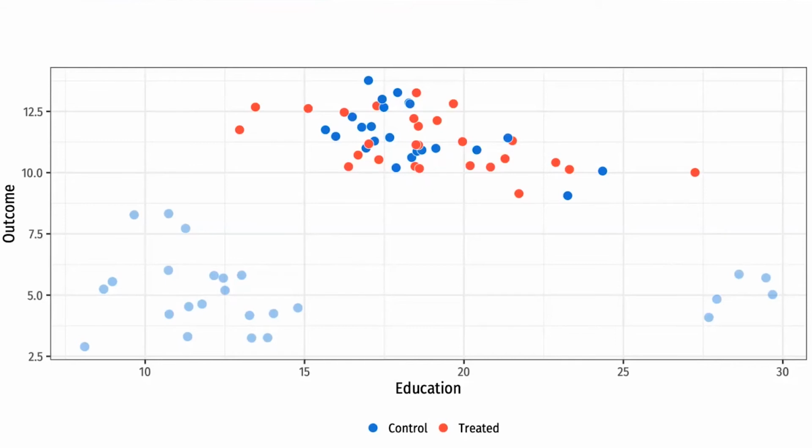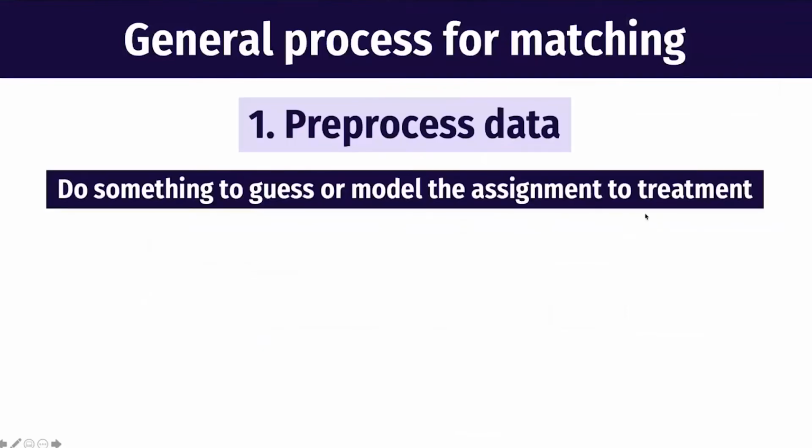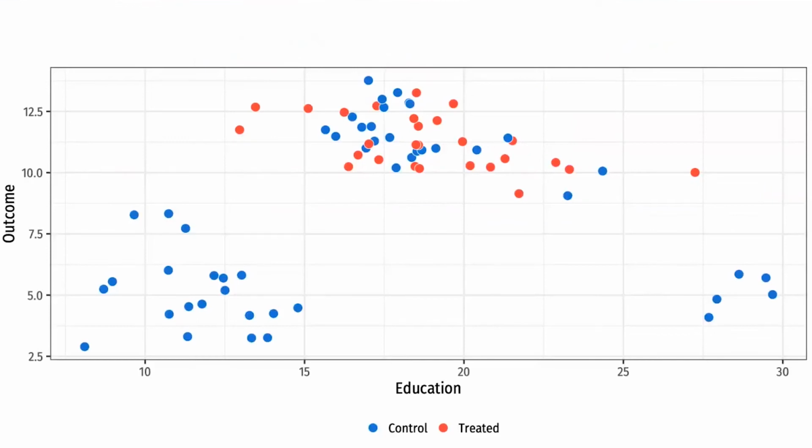So the general process for matching is a two-step process. First you have to pre-process the data, which just means you do something to guess how people got the treatment. So if we go back to our picture here, not knowing anything about this fake program I invented, you can guess that this treatment was given to people with a college education. It was not given to people with high school education. It was not given to people with like 30 years of education. And you can guess that just by looking at the outcomes here. So we can get rid of that.